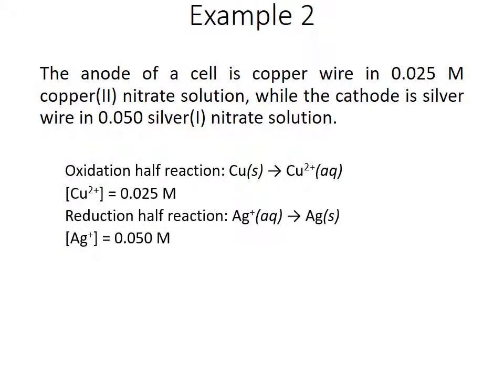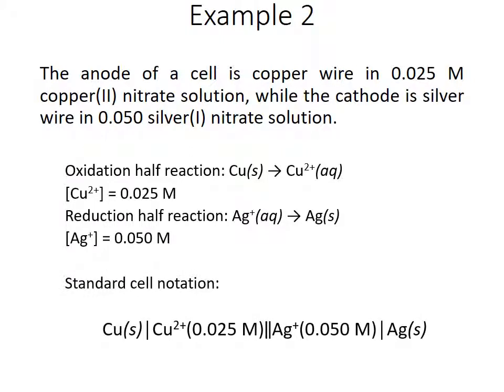So now, in addition to talking about our oxidation half reaction, we're going to note that the molarity of Cu2 plus is 0.025 molar because you get 1 copper 2 plus for every 1 formula unit of copper 2 nitrate. In the reduction half reaction, we're going to add that the concentration of silver plus is 0.050 molar. We're pulling these straight from the problem description.